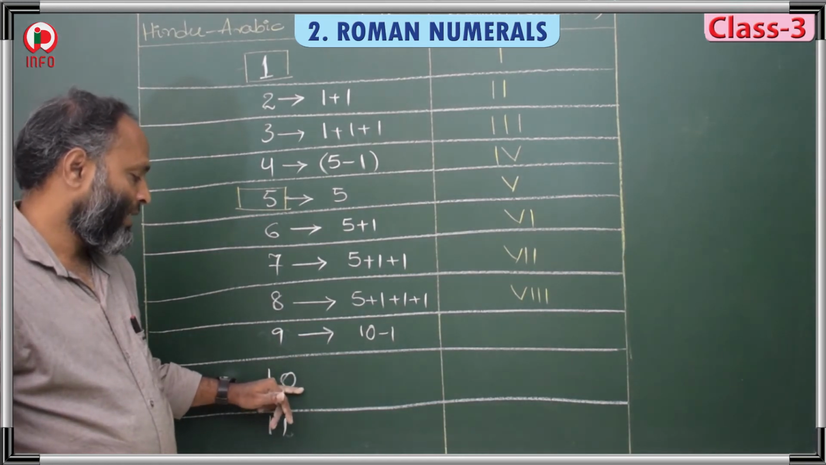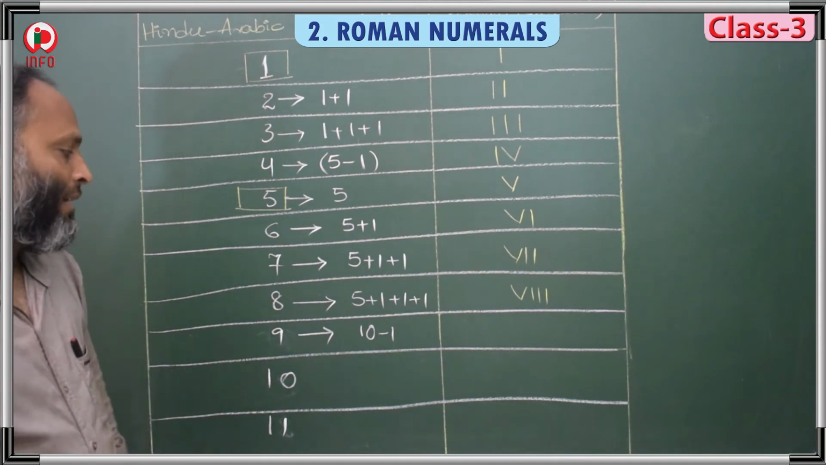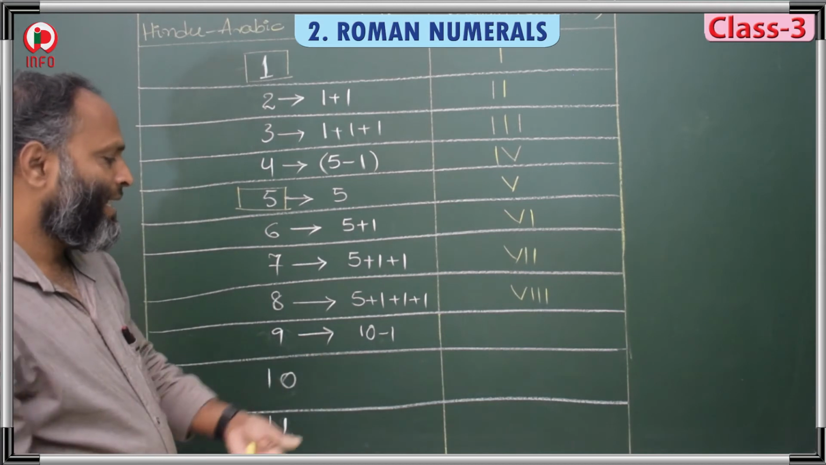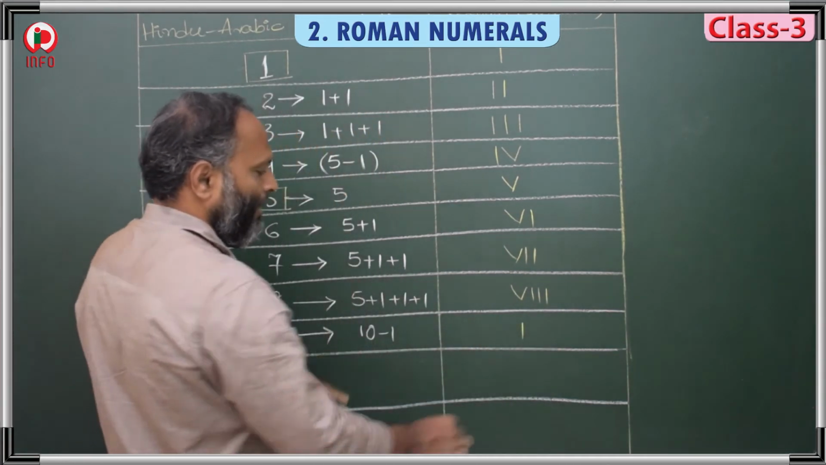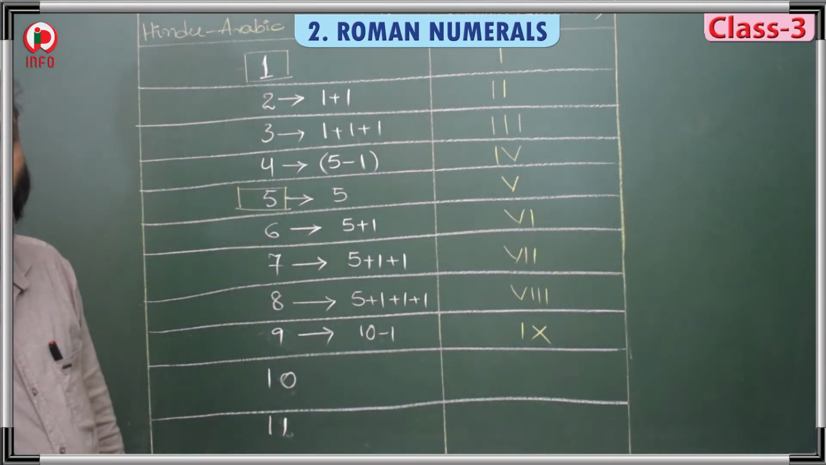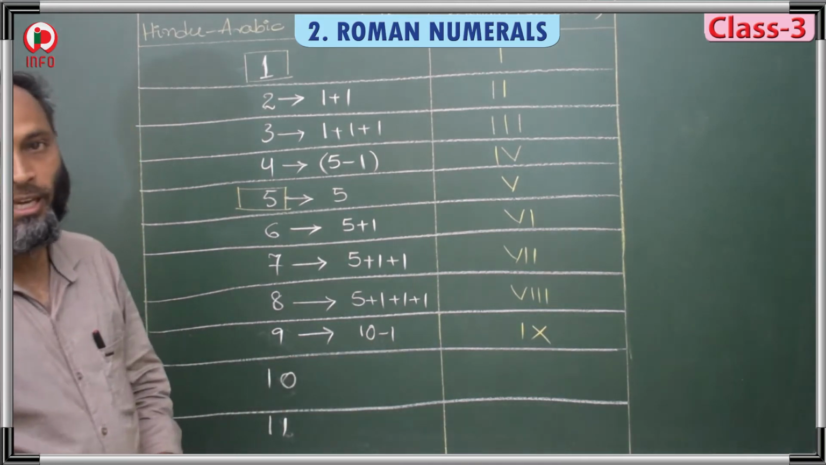It is near to 10. Then 10 minus 1, we will get 9. Then how to write this? Minus is there. Whenever minus is there, first we have to take the smaller Roman numeral, then the bigger Roman numeral. Smaller first, bigger next, when minus is there.